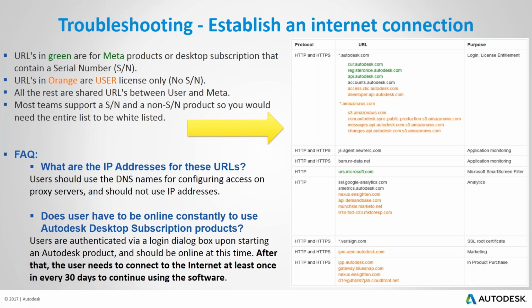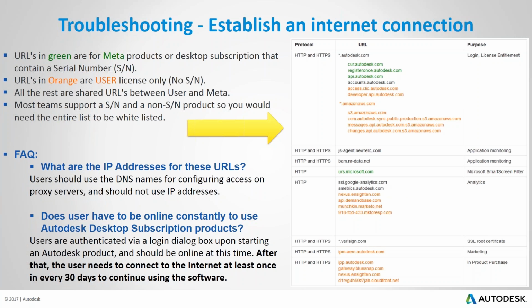Okay, the rest of the URLs here are shared between Meta and user license. And most corporates might need both of these to be bypassed and whitelisted in their environments. Okay, and I think these are frequently asked questions by our customers or resellers.